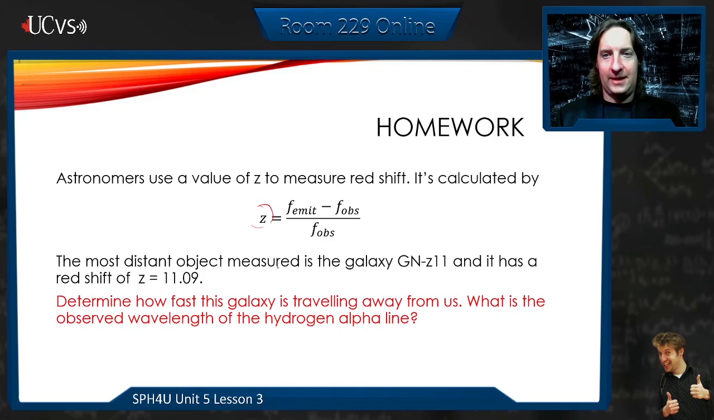And that gives us what we call our redshift. This is letter z. Now, the most distant object that's ever been observed by human telescopes is something called GN-z11. z11 is because it's redshifted 11.09. What does that mean in terms of its velocity? How far away is it traveling from us? And what would be the observed wavelength of the hydrogen alpha line? Okay, so that's for you guys to work on.